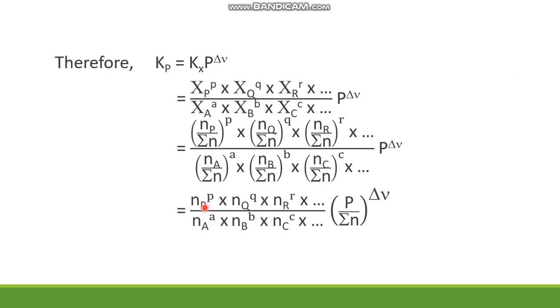This is the expression: Np to the power p, Nq to the power q, Nr to the power r, and so on, divided by Na to the power a, Nb to the power b, Nc to the power c, and so on. Along with that you have the second term, P by total number of moles, whole to the power delta nu. This expression will be very helpful in order to determine the effect of introduction of inert gas into a system. At that time it would be very helpful for your calculations.